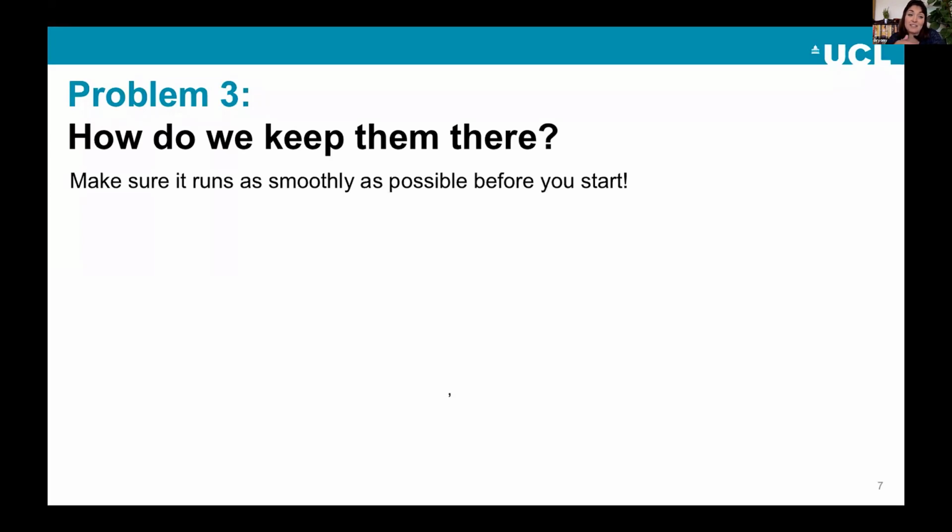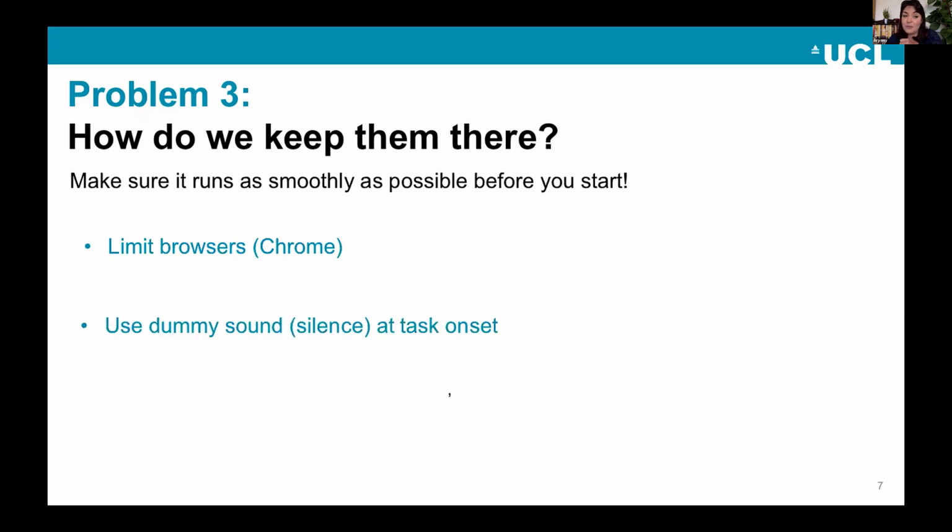So firstly, we needed to make sure that it ran as smoothly as possible before we even began. And obviously everyone has said pilot, pilot, pilot, and that's very true. I also limit browsers. I find Chrome to be the least glitchy, especially when we're working across multiple platforms. Chrome presented the least amount of issues.